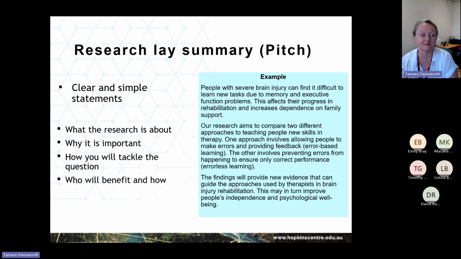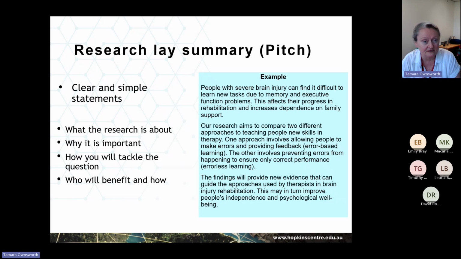So I just want to give you an example. I've mentioned many times clear and testable questions. So I just wanted to share with you a pitch that I wrote some time ago that also serves as a research lay summary. So here the aim is to convey what the research is about, why it's important, how you'll tackle the question, who will benefit and how. So a number of years ago, I conducted this study. So my lay rationale: people with severe brain injury can find it difficult to learn new tasks due to memory and executive function problems.